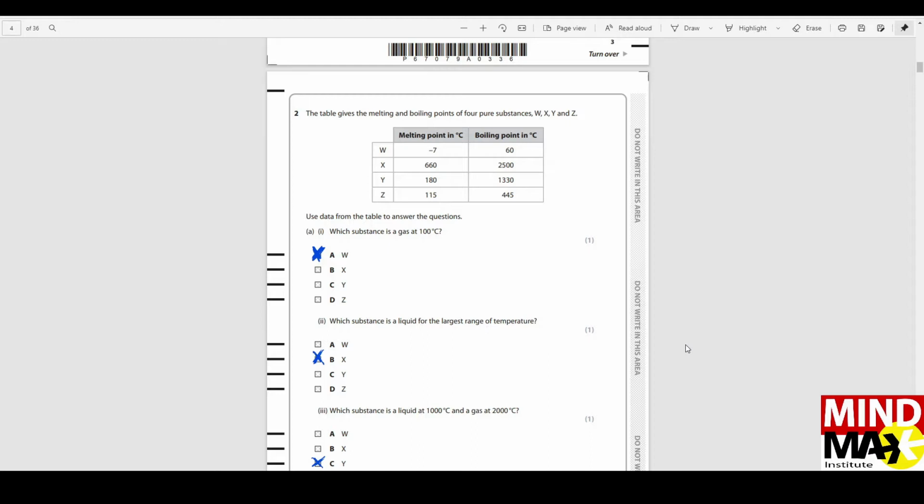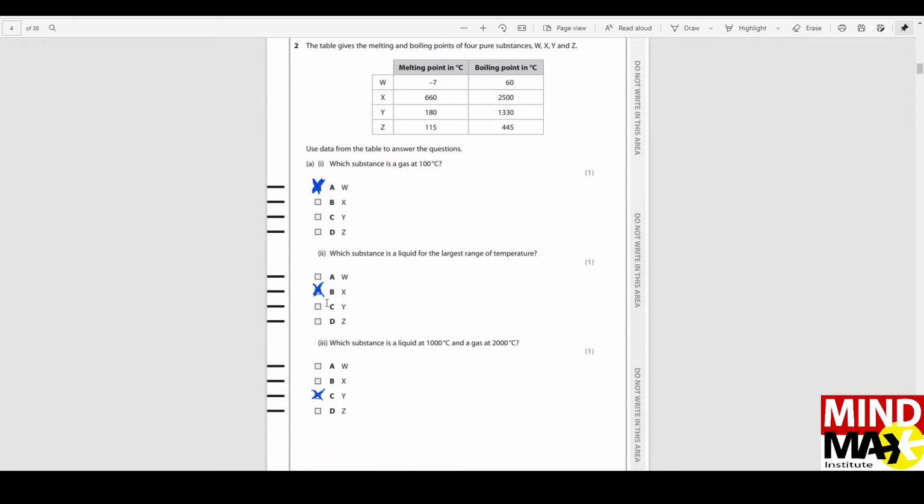So largest range of temperature means after it became a liquid until it became a gas. So the range between that time when it became a liquid and until it becomes a gas, that's the range they are speaking of. So if you look carefully, X, it melts, I mean it becomes a liquid at 660, but it becomes a gas at 2500. So there is a huge difference between them. The other large one was Y, but if you find the difference between 180 and 1330 and the difference between 660 and 2500, you will find that the difference for X was more than Y. So the range for X is more and the range for Y is lesser. So X should be the right answer.